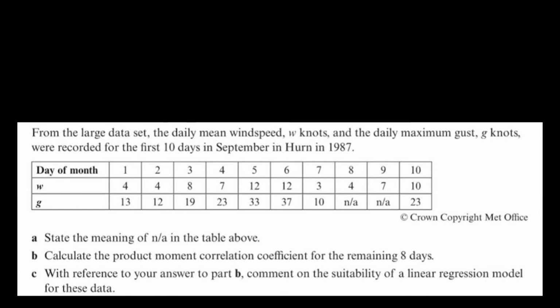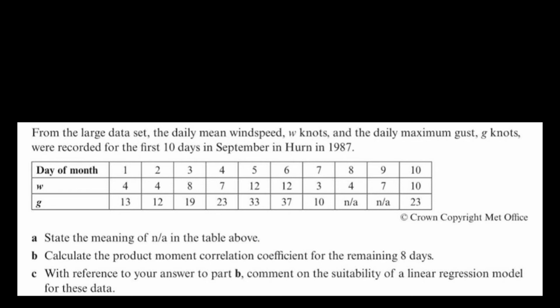Okay, so in the wording of the question, we've been given a bit of a heads up. We've been given some extra information in the part where it says for the remaining 8 days. So we're not actually trying to calculate a correlation coefficient for all 10 days. It's the 2 days that have NA for their maximum gust value.